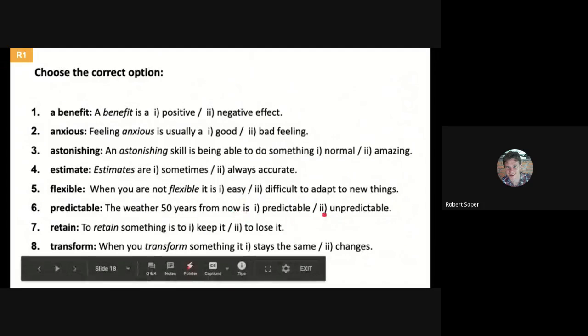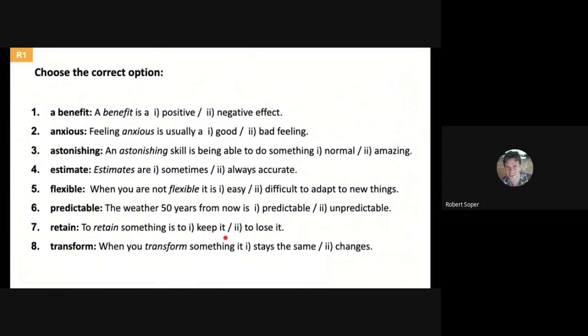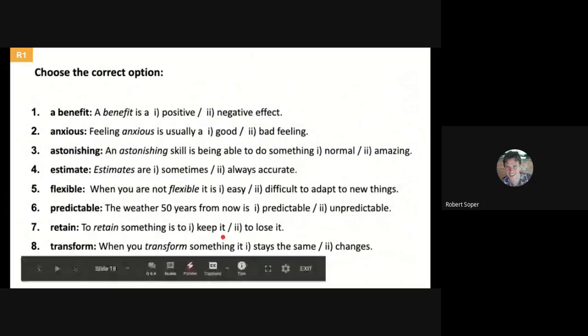So the correct answer here would be 2, unpredictable. To retain something is to keep it or to lose it. Which is the correct answer? Well, it is keep it. To retain something is to keep it or to remember it. But if you do remember it, you kind of keep it in your mind, so it's kind of got the same meaning in this context.